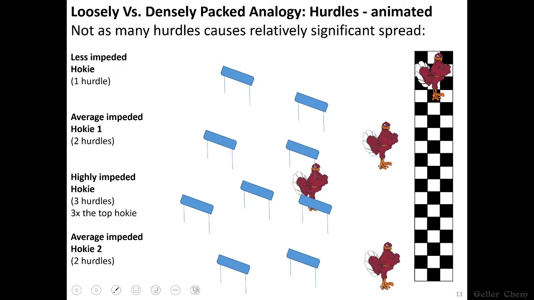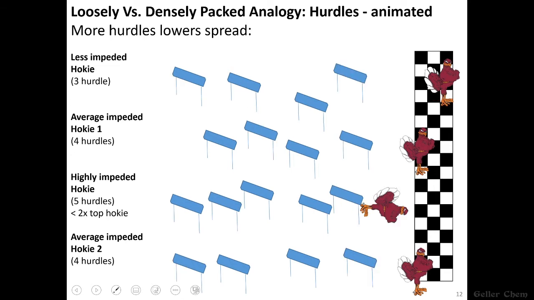impeded Hokie, whereas in our more densely packed situation, in which each of our Hokies had to clear 2 more hurdles than in the previous situation, well, the relative difference between these two situations just got a lot smaller. This is no longer 3 times larger than this. It's not even twice as many hurdles as what the top Hokie had to deal with.